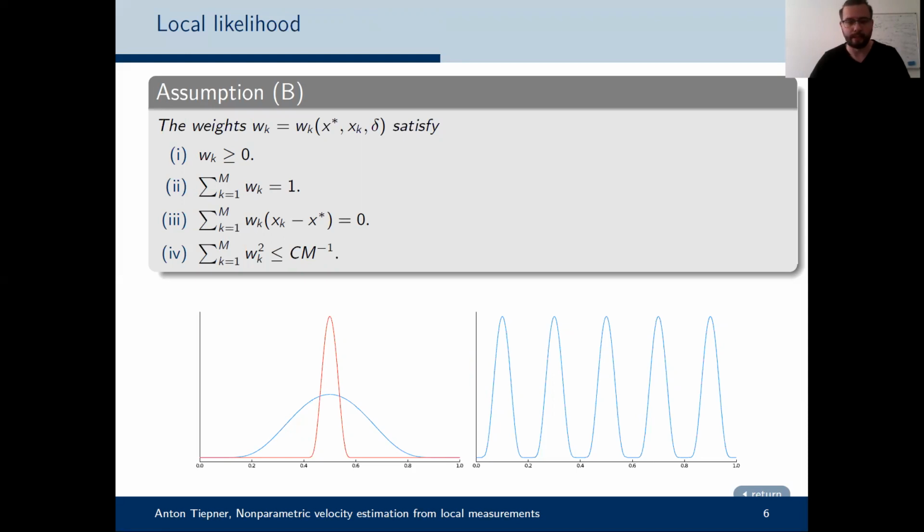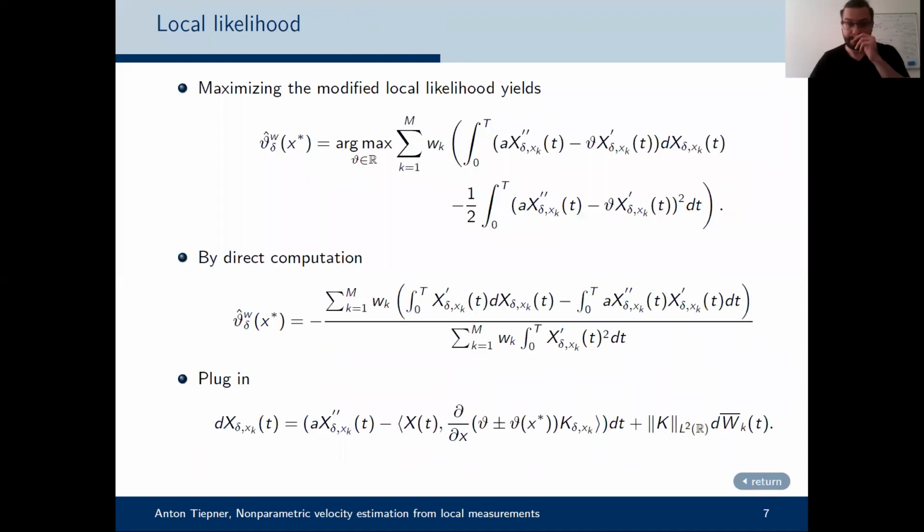So we have positive weights which add up to 1, and we force a kind of regular design, and the sum of the squared weights is bounded up to a constant by n to the power minus 1. With this in mind, we can start our estimation procedure.